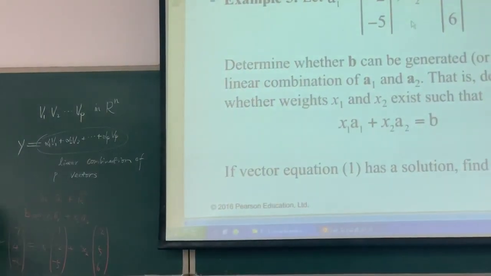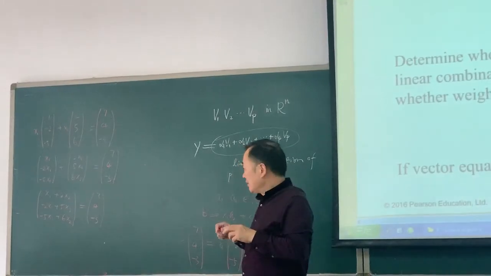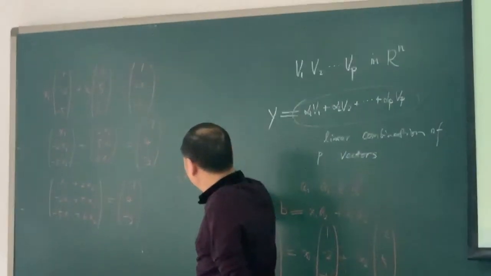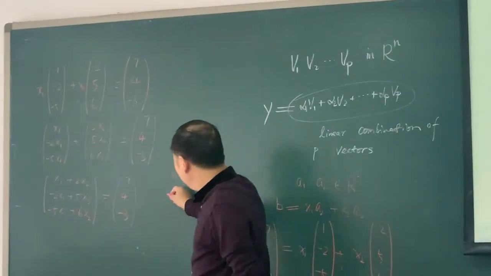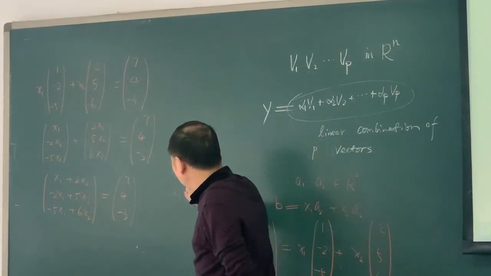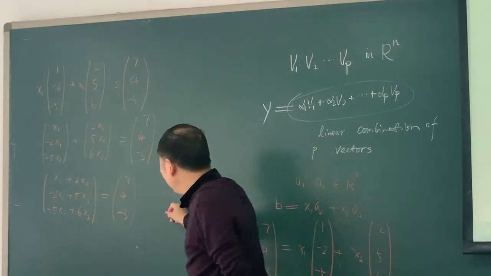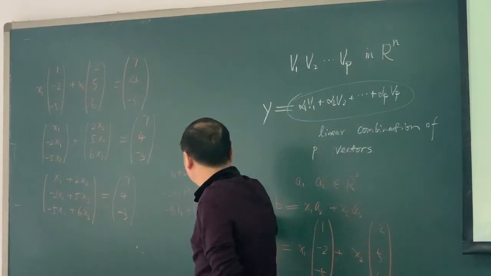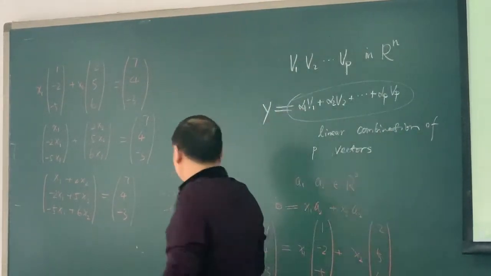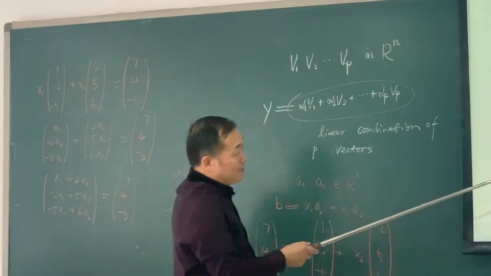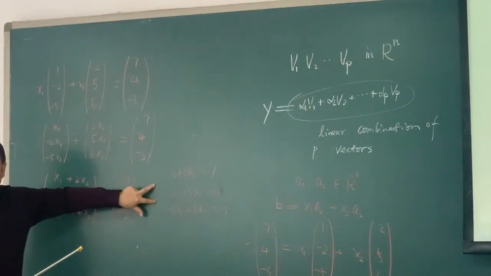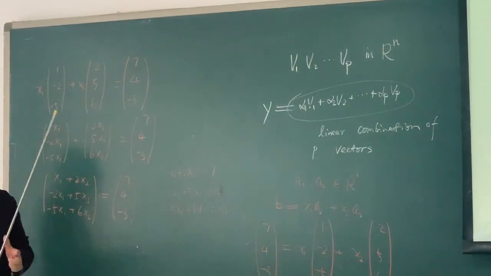So, according to the equality definition, we have x1 plus 2 x2 equals 7. And here, -2 x1 plus 5 x2 equals 4. And -5 x1 plus 6 x2 equals -3. In this case, this vector equation is written as a linear system. This is a linear system. Okay.